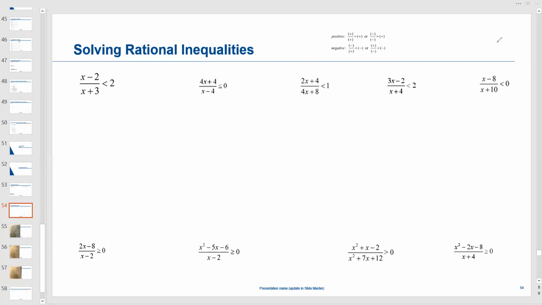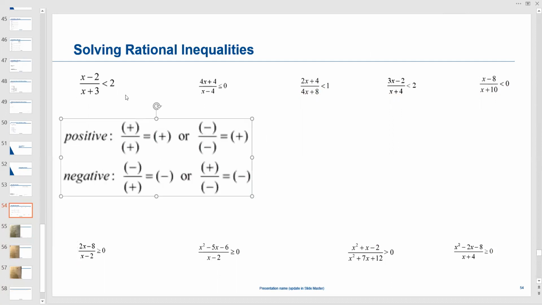Only change the equal into inequality. But keep in mind first. Just like any of these kinds of inequalities, rational equations, you need to figure out when the top and bottom are both positive, when they divide, they're still positive. When both top and bottom are negative, you get a result that is positive, right?